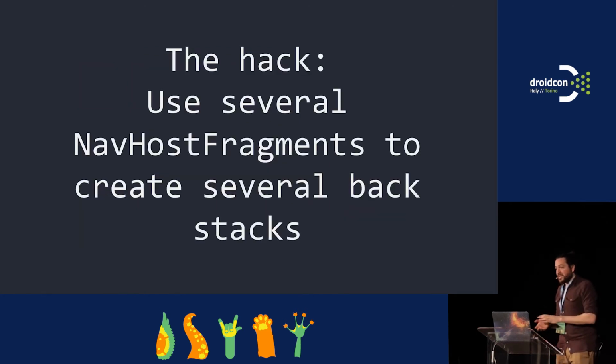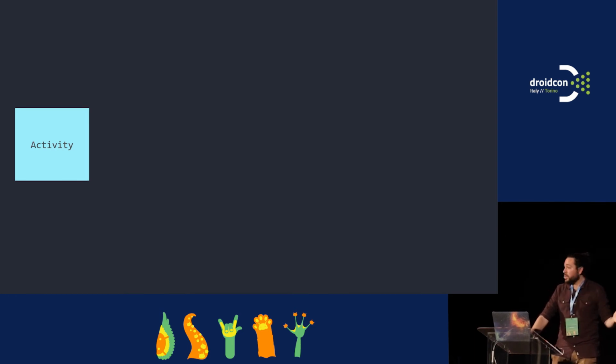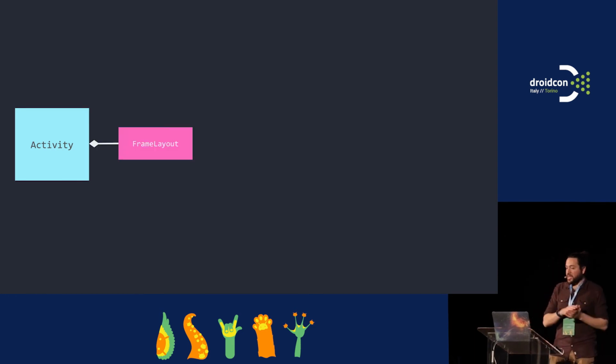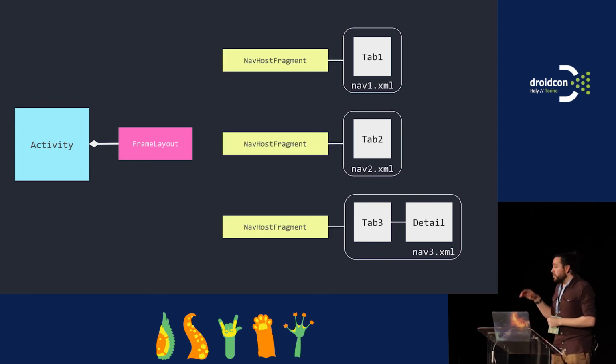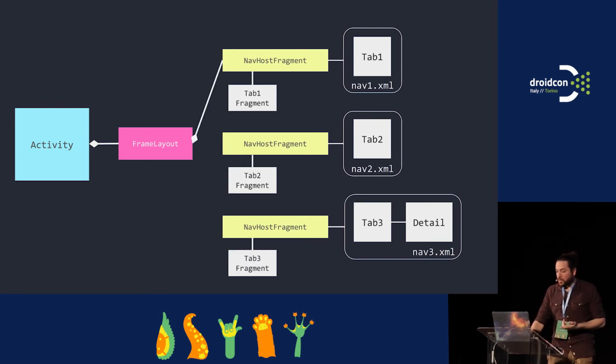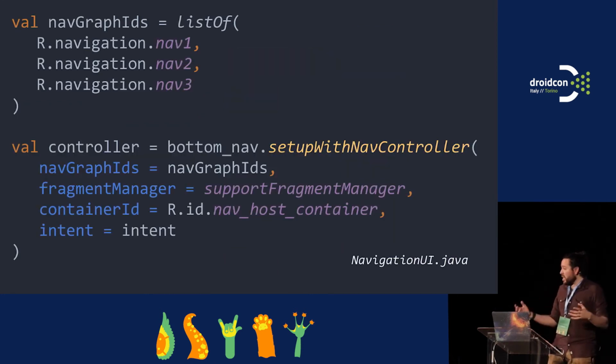Okay, so the hack is actually to use several NavHost fragments to create several backstacks. If we take, again, this schema, on our activity, we will have a frame layout that will be the anchor of our tab navigation. We will split the nav graph. So for each tab, you will have a separate navigation graph file. And each tab will be bound to a specific instance of NavHostFragment. And then the frame layout will attach or detach the NavHostFragment you want to display. And this way, you have different backstacks. That's a hack, but it's working correctly.